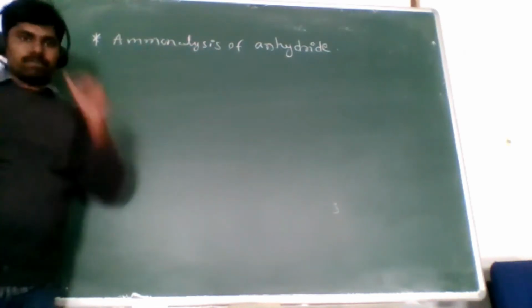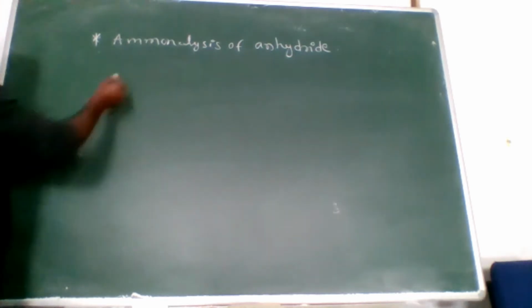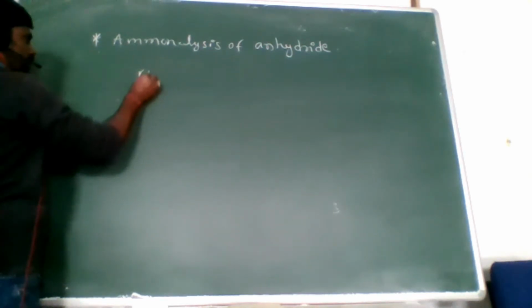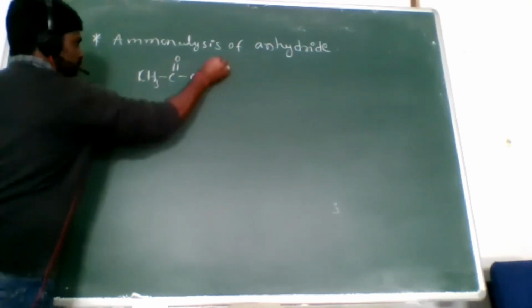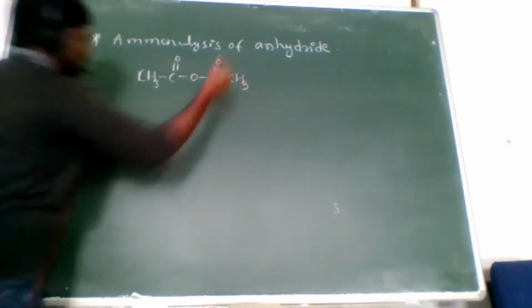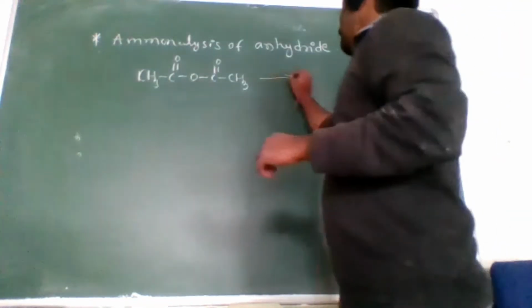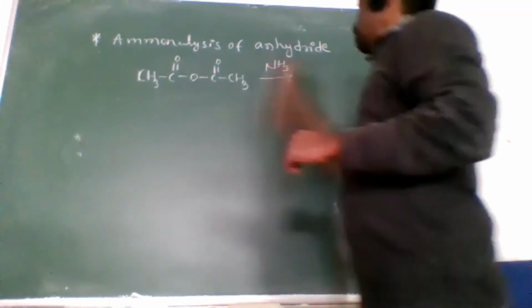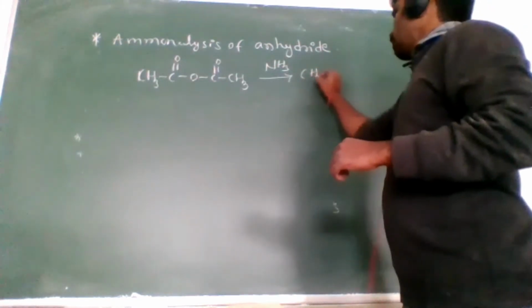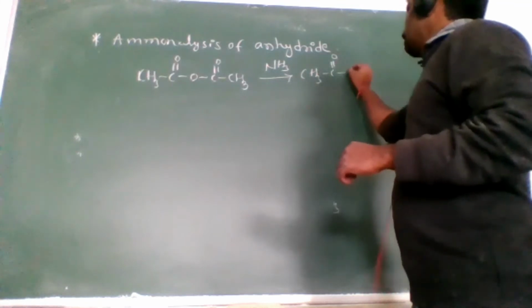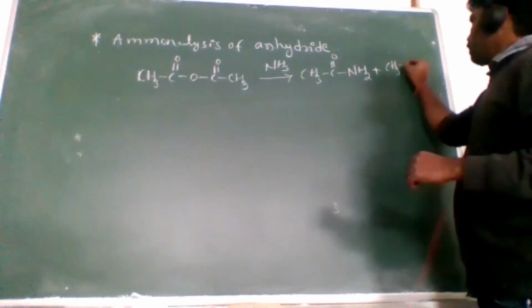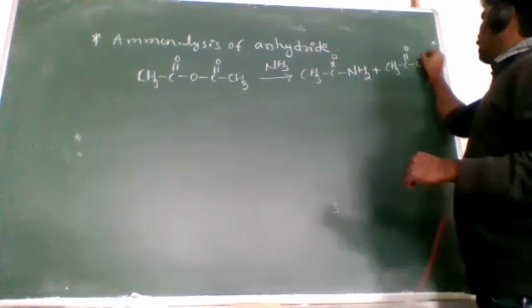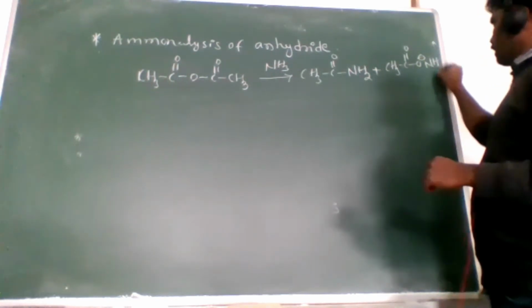Ammonolysis of anhydride. So the second one, this one. So see here, I take the anhydride. For example, this is the acetic anhydride. Ammonolysis means we are adding ammonia, right? When you add ammonia to that, we get the amide, and also ammonium carboxylate ion. We get ammonium carboxylate ion.